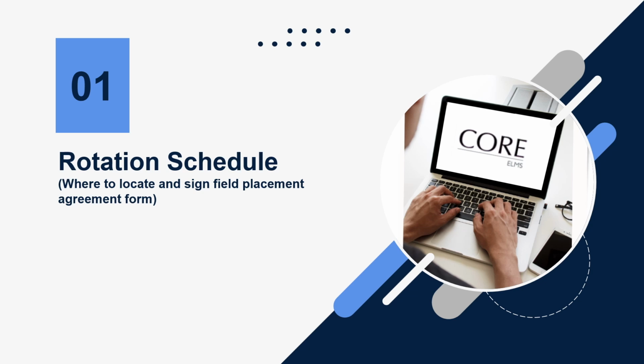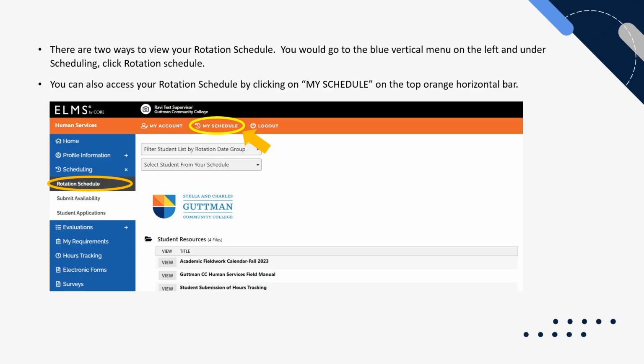First, we will talk about the rotation schedule, and this is where you locate and sign the field placement agreement form. There are two ways to view your intern's rotation schedule. The first method is to go to the blue vertical menu bar on the left, and under Scheduling, click on Rotation Schedule. You can also access your intern's rotation schedule by clicking on My Schedule on the top orange horizontal bar.